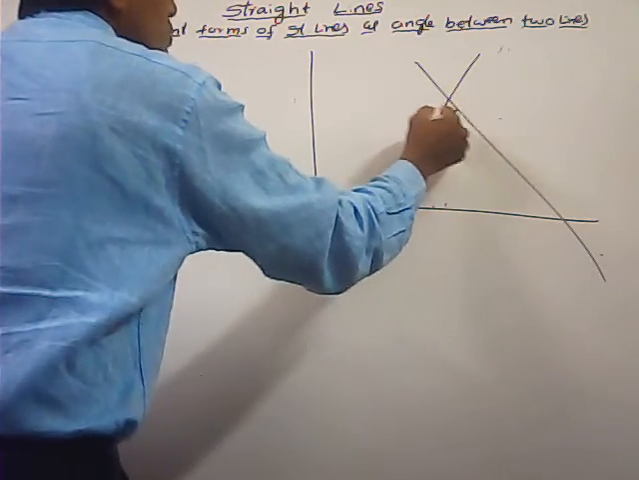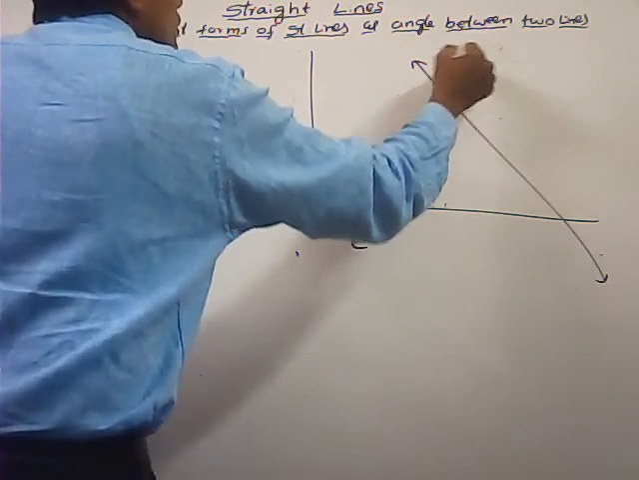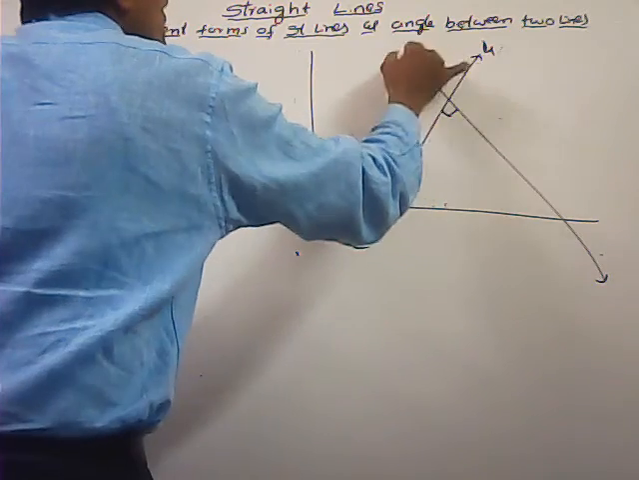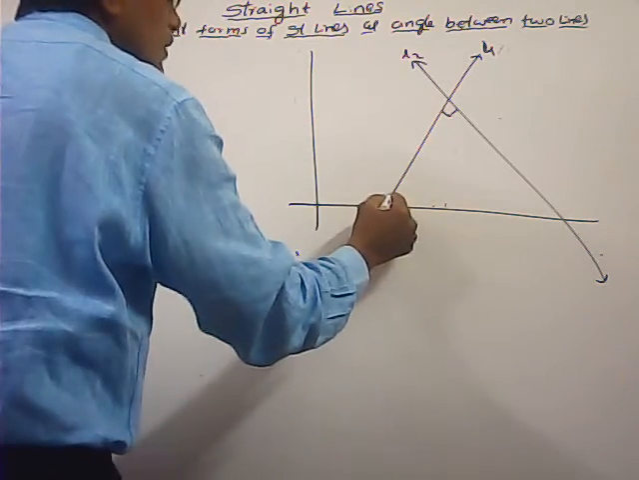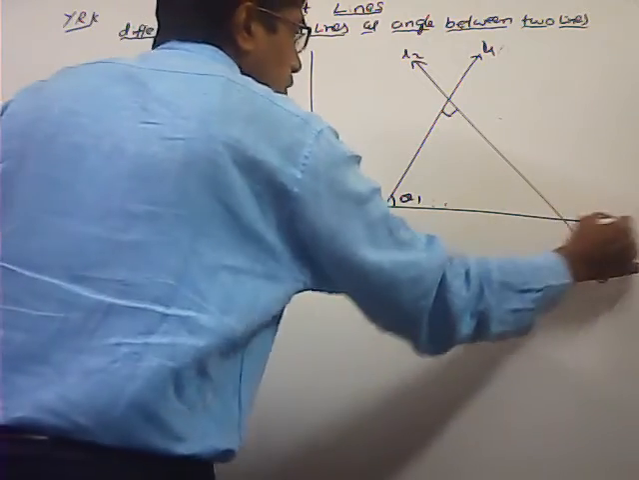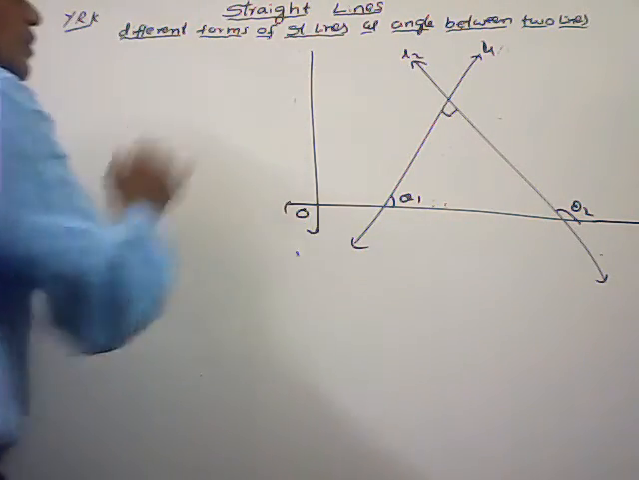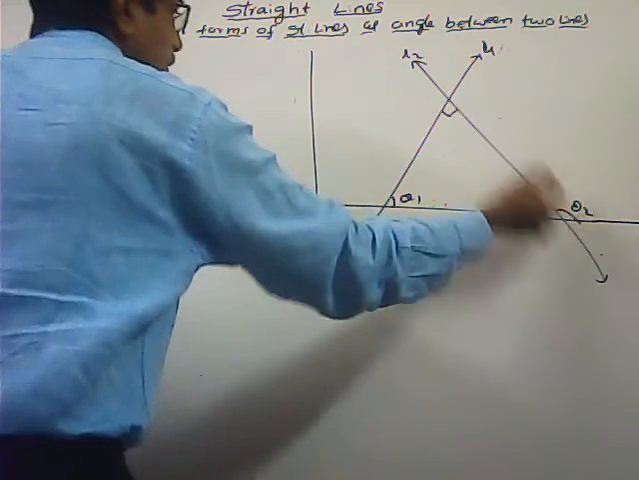The angle between these two lines is 90 degrees; both are perpendicular. This is L1 I am taking, this is L2. L1 makes an angle theta 1 with the positive direction of x-axis, and L2 makes an angle theta 2 with the positive direction of x-axis. Now this is the exterior angle.